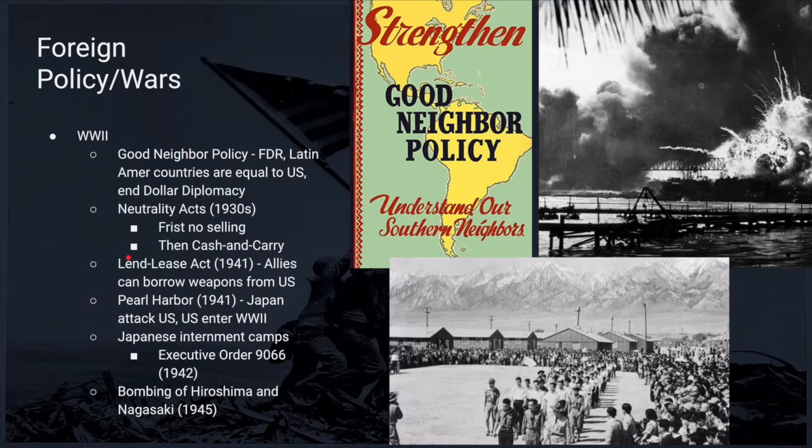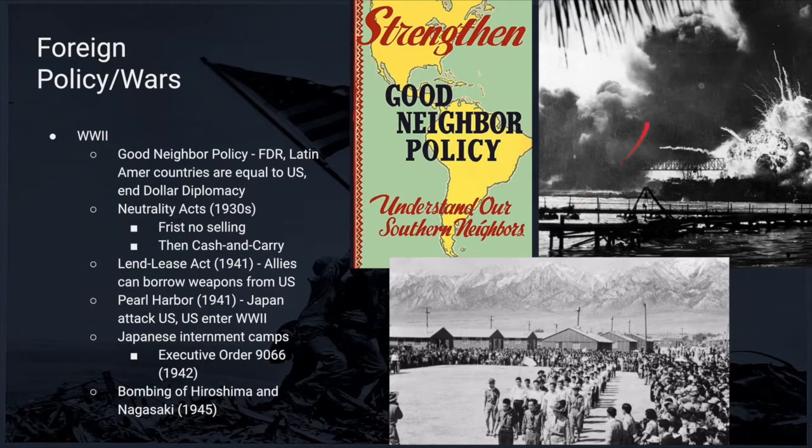Now again, this is going to get even looser with the Lend-Lease Act of 1941. Now, instead of cash and carry, the Allies can borrow weapons from the U.S. on a loan, okay? Or they can lease tanks and ships and things like that from the U.S. as long as they return them after the war. So you can see the U.S. kind of gradually gets more and more involved.